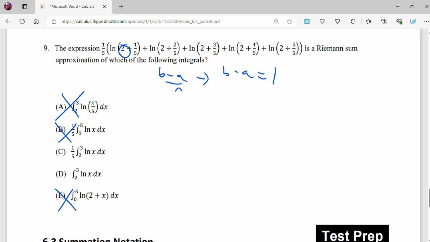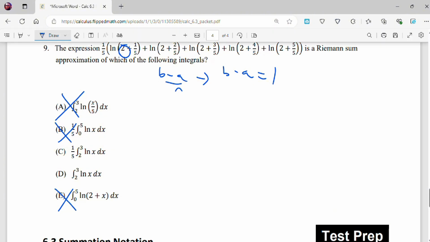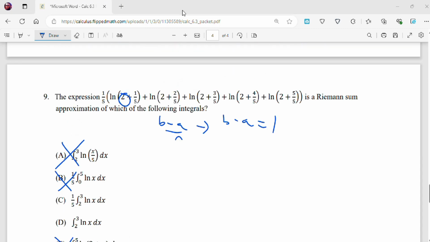And then we're left with 1/5 and then the D, which is the same thing, just without the 1/5. Well, if you remember from last problem, this 1/5 doesn't really mean anything to this expression. We just know that there are 5 rectangles, and so that's not part of the ln function. That's not part of the integral. So we can cross out C, and we get D as our answer.